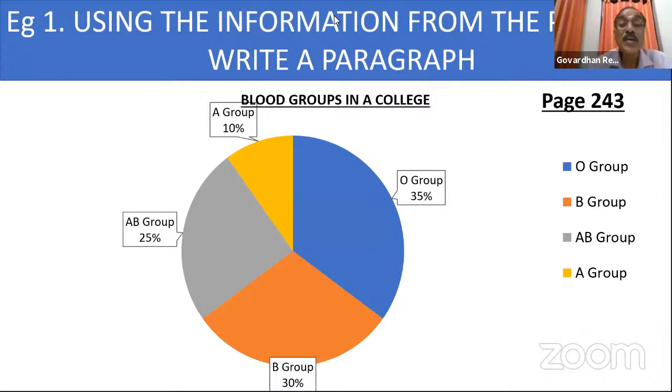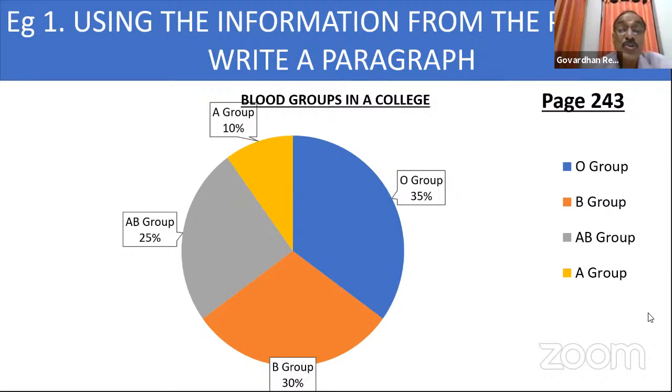Now, we shall see one example from the textbook. Using the information from the pie chart, write a paragraph. This is on page number 243. I hope all of you are opening your textbooks. Open to page number 243. You will find this pie chart.